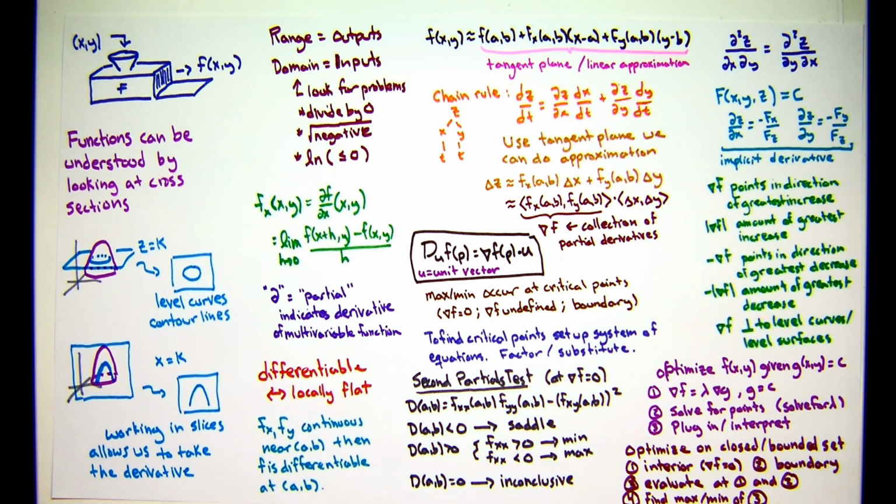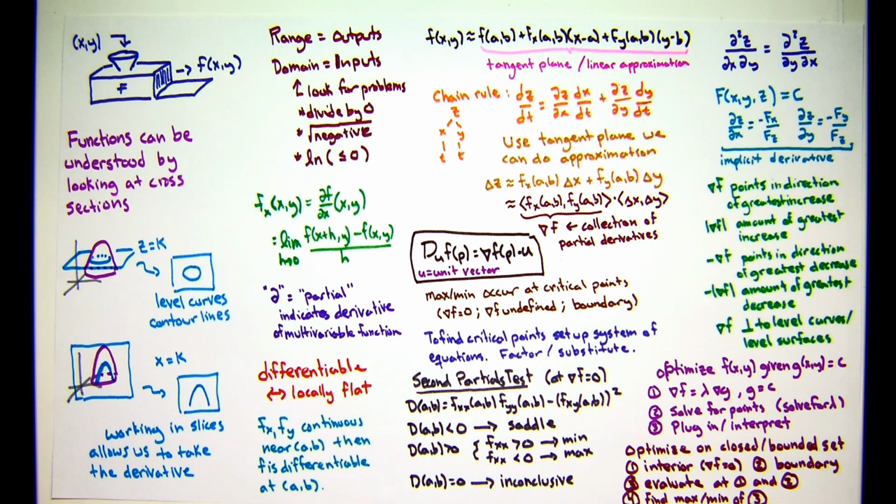If you're looking for the range and domain of functions, range means outputs. We tend to avoid testing on range because it's hard to actually find the range of a function. But the domain, it's easy. Look for your problems: divide by 0, square root of negatives, log of something less than or equal to 0.